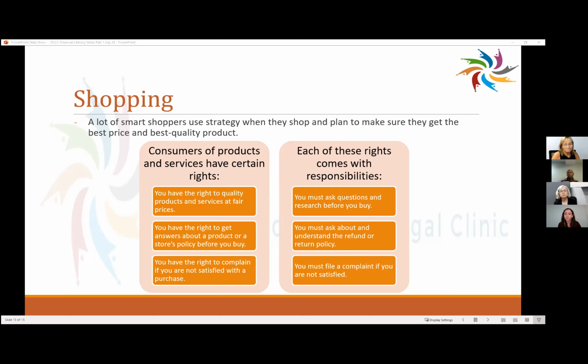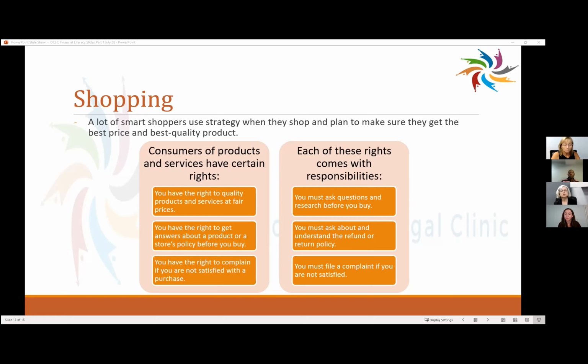Read the fine print. Again, important when you buy those big ticket items where you're putting out a lot of money. Make sure that you know all about the product or service you are buying before you pay any money or sign any agreement. Are there hidden fees? Does the product come with a warranty? To get the warranty, do you have to mail in a form? Does the store have a refund or return policy?